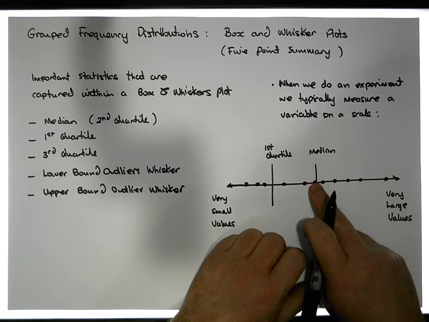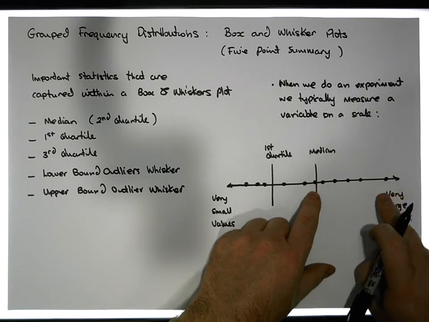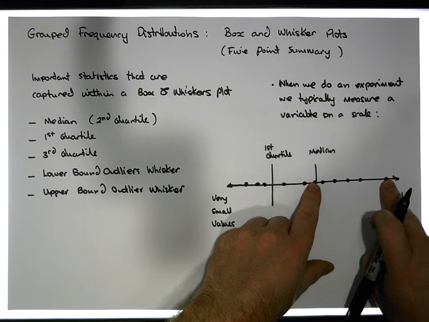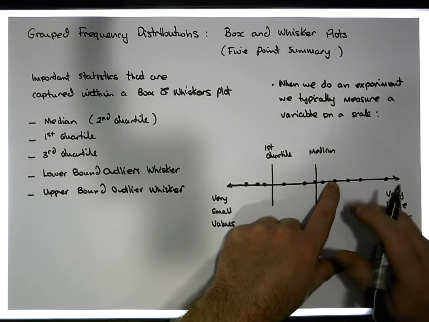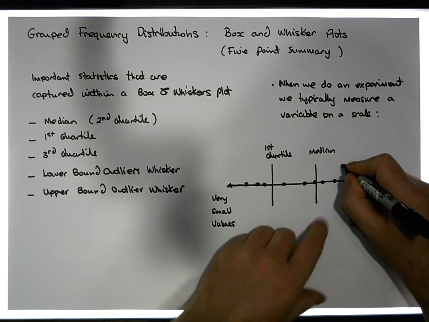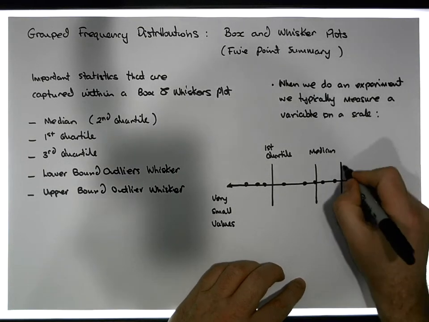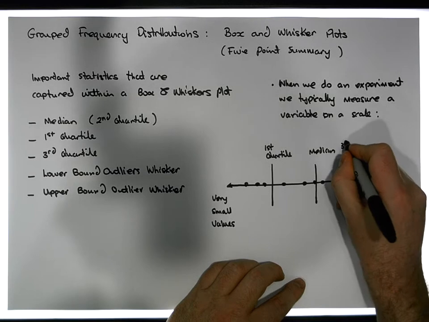So once again, we've got 1, 2, 3, 4, 5, 6 values here. So the value that cuts it in half is, get rid of the extremities, the value that would cut it in half would be halfway between these two values here. So we have a value that's halfway between those two values here. This value here is the third quartile.